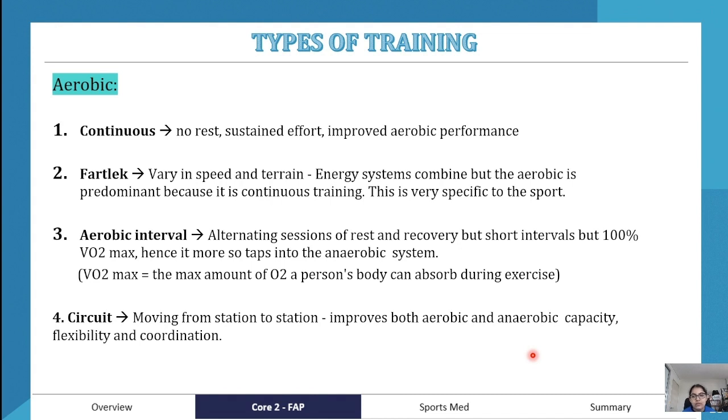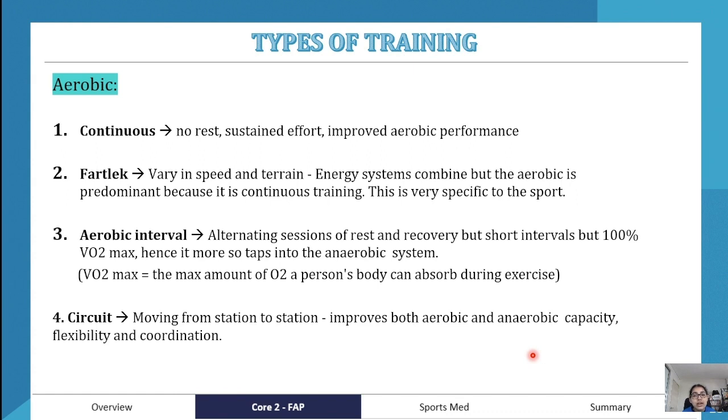Then we've got aerobic intervals. Continuous is no rest, sustained effort. Fartlek, we are changing up the speed and terrain. Aerobic interval is when we've got rest and recovery alternately. What that means is, you do your exercise, or whatever the training is, you rest and then continue. But these intervals are short. However, you are going at your 100% VO2 max, which means that it's tapping more so into the anaerobic system. VO2 max refers to the maximum amount of oxygen a person's body can absorb during exercise. So if you're going at 100% VO2, that means it is high intensity. Hence, aerobic interval is alternating sessions of rest and recovery.